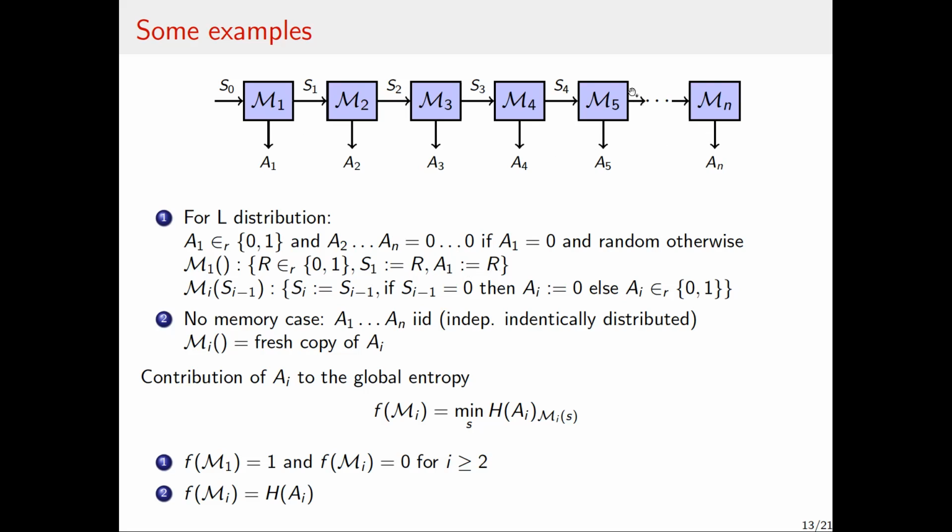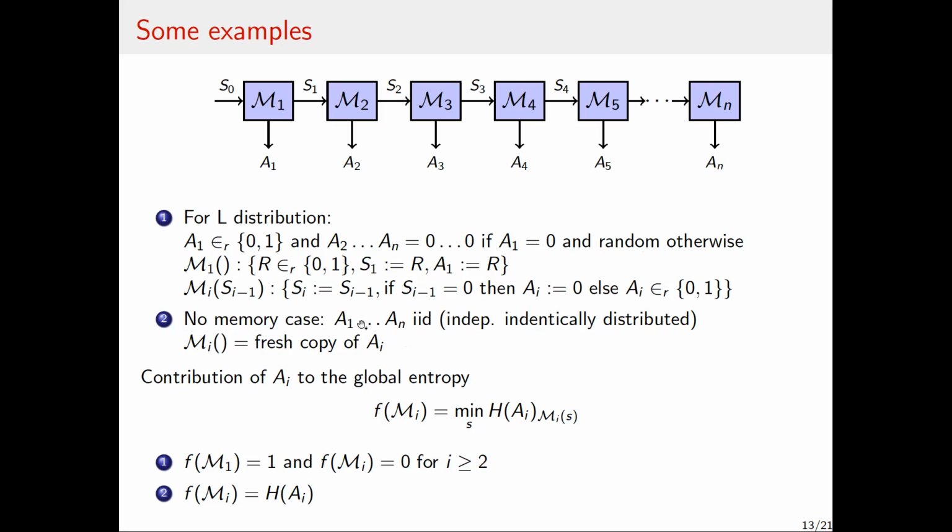The other maps will just be keeping the memory state, so Si is equal to Si minus 1. If Si minus 1 is 0, so if the state is 0, then my output is deterministic, equal to 0. Otherwise, my output is uniformly random. It's very easy to see that this exactly generates this L distribution. This was the first example.